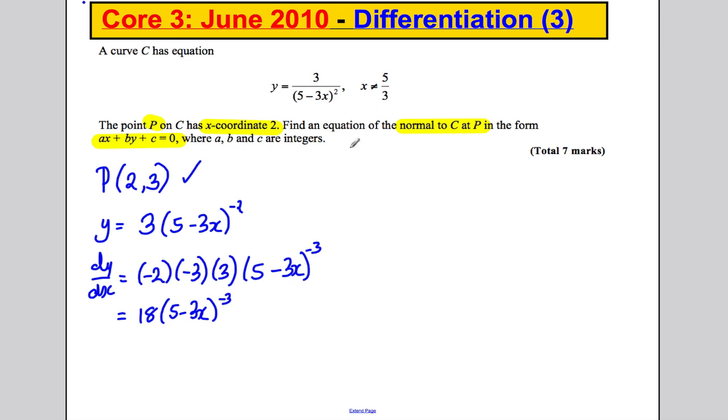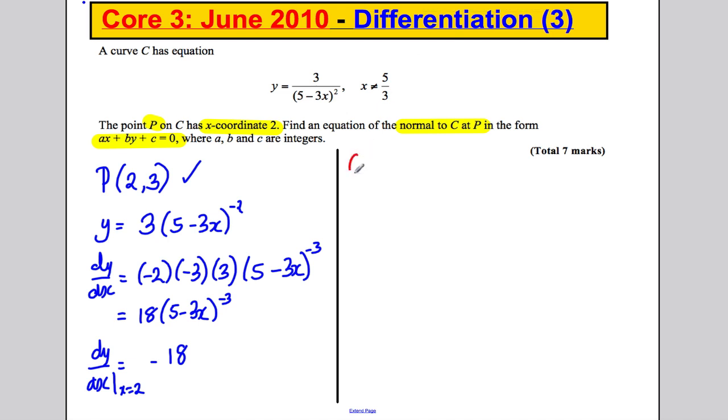Now, we're asked to work out the equation of the normal here. If we work out the gradient of the tangent at the point x is equal to 2, we sub in 2 here, and what do we get? Well, we get -18. Okay, and now you should work down the page in an exam. I'm just doing this because I've run out of space here.